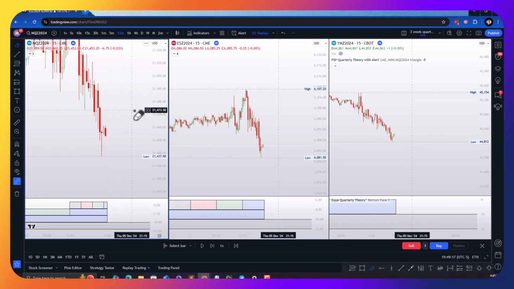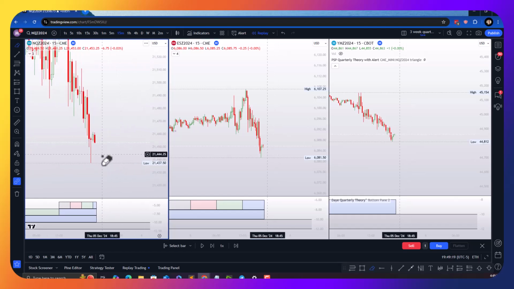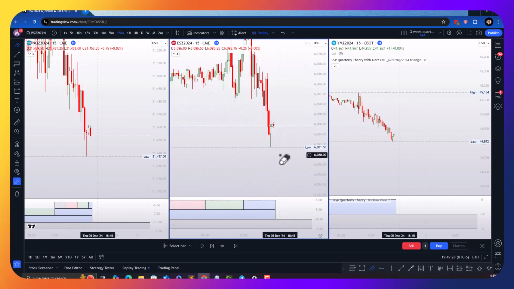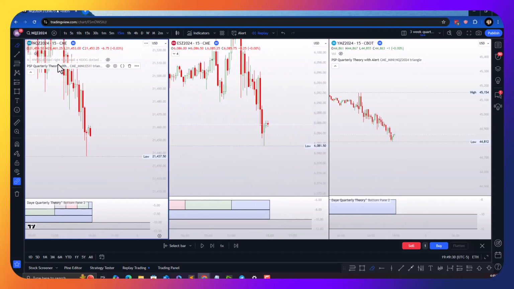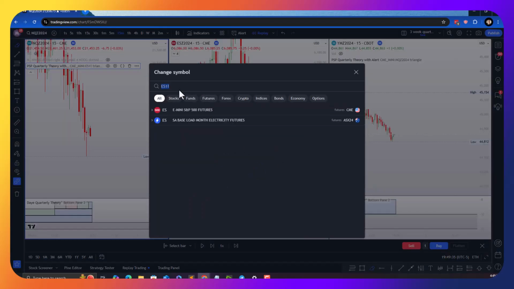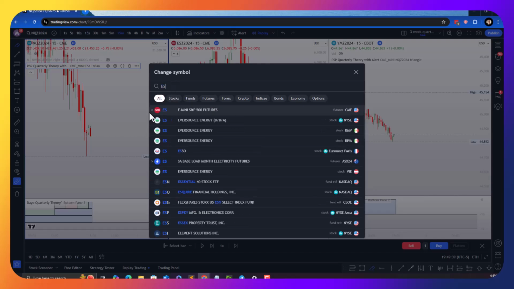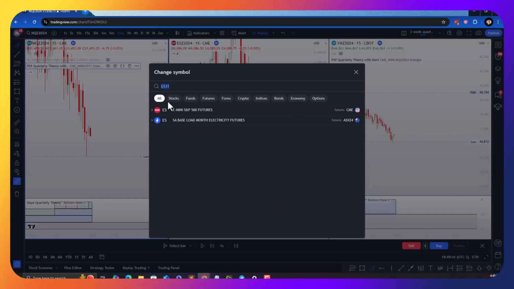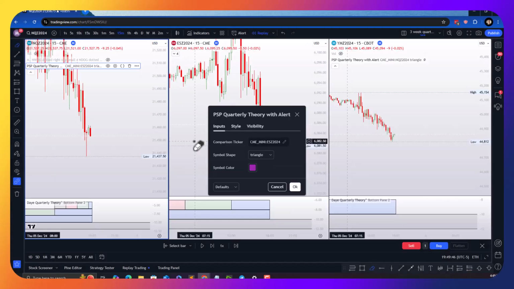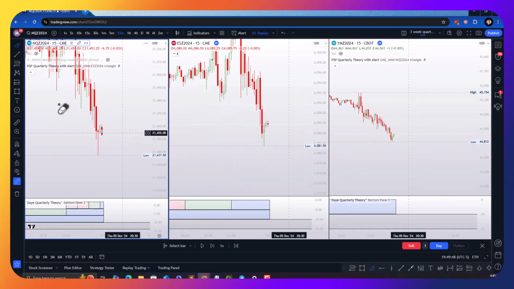Now, on the 15-minute chart, we're going to compare quarter one with quarter four on quarterly theory. Now we also can look at PSP candles, and let's do that. I'm going to change this to compare the right contract, which is a Z contract.